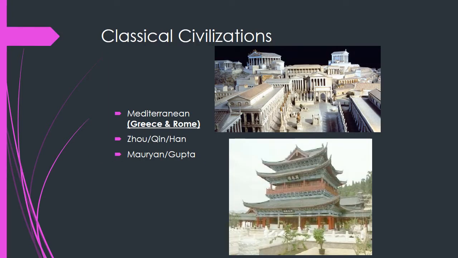And just a reminder that our classical civilizations include the Mediterranean, which are Greece and Rome, and you can see at the top here the Forum and the Acropolis. And then we have the Chinese classical civilizations, the Zhou, the Qin, and the Han, and lastly the Indian Mauryan and Gupta empires. I would maybe just rewrite those down to remind yourself at the top of your page.